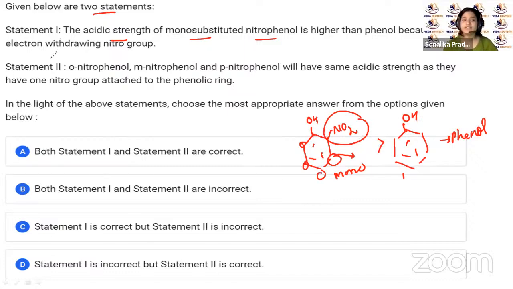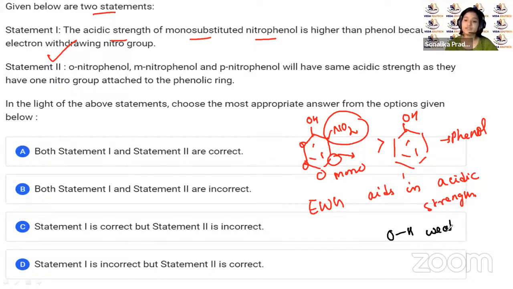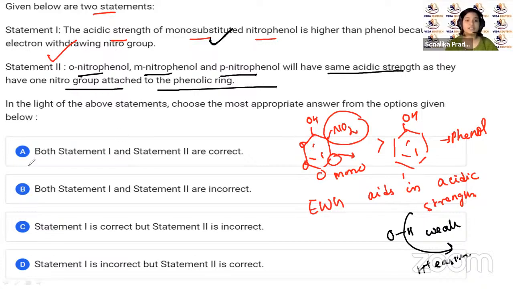Yes, this statement is correct, right, children? Because we know that an electron withdrawing group aids in acidic strength, right? Why? Because when it is withdrawing the electrons, your OH bond becomes weak. Release of H plus is easier, right? So this one is correct. Can I say the first statement is correct? Yes. O-nitrophenol, M-nitrophenol, P-nitrophenol will have the same acidic strength as they have one nitro group attached to the phenolic ring. So the first statement is definitely correct.